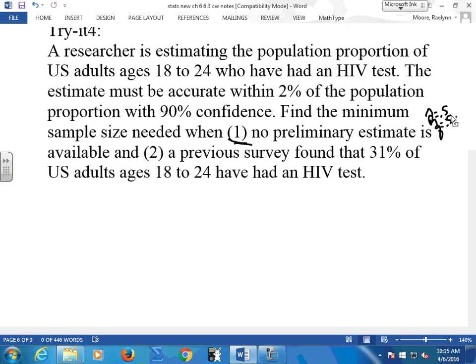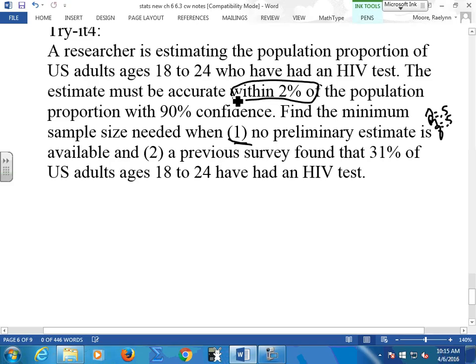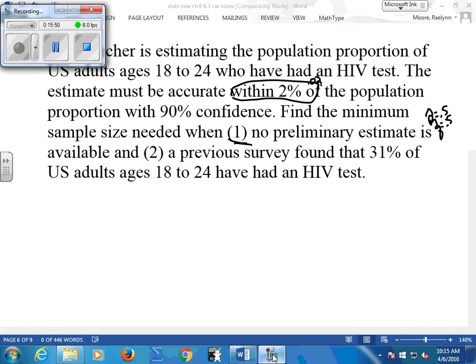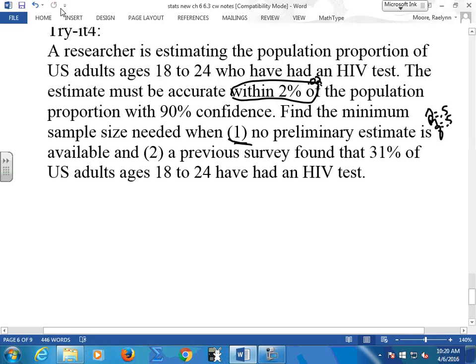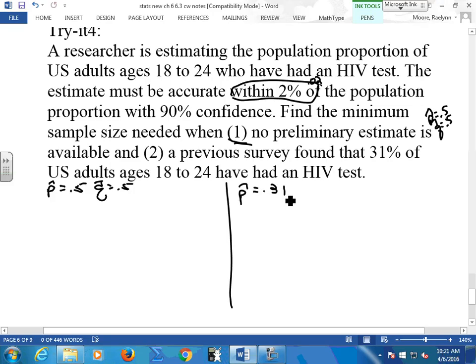So it must be accurate within 2%? What does that mean? There's your margin of error. So how do I write this? 0.02. Remember, you're setting up a proportion. Alright, so now we've got 2 situations. One where they weren't sure about any background information, so we're going to make it 50-50. 50%, 50%. One where, oh yeah, they did a previous survey before, and they found 31% of those U.S. adults to have had an HIV test. So our q in this case again is 1 minus this. And we're going to see what happens.